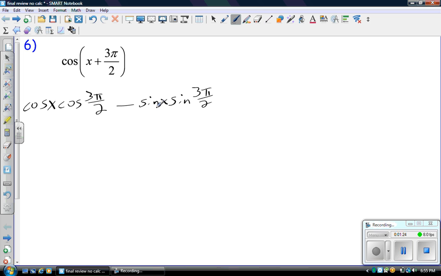And again, we don't know anything about x, the angle x, so we can't do anything with that. But 3 pi over 2, we do know about. Again, 3 pi over 2 is 3 over 2, so it's right down here. The coordinates of that point are 0, negative 1. And remember that these go cos, sine. And so therefore, the cosine of 3 pi over 2 is 0.